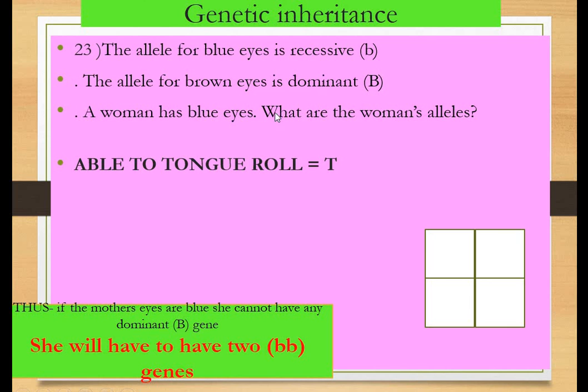A woman has blue eyes. What are her alleles? Remember, if this is recessive, she's got to have 2 blues. And blue is represented by a small b. So she's got 2 blue-eyed genes. Right, can you do that answer in your book, please?